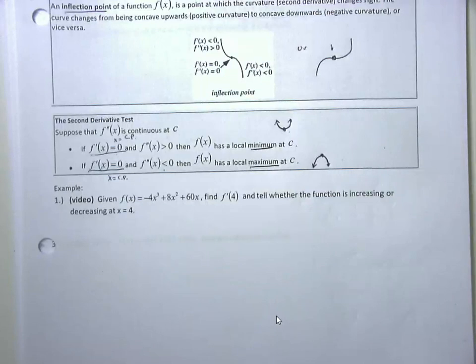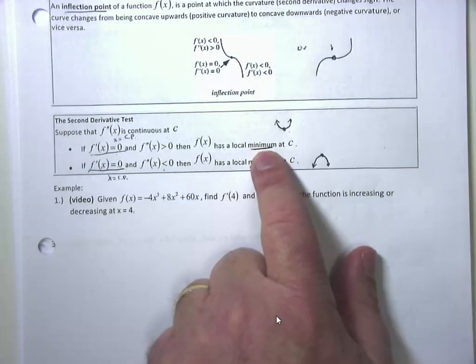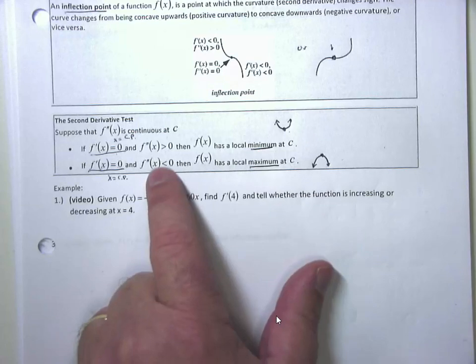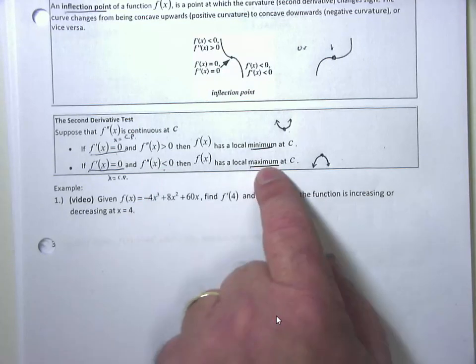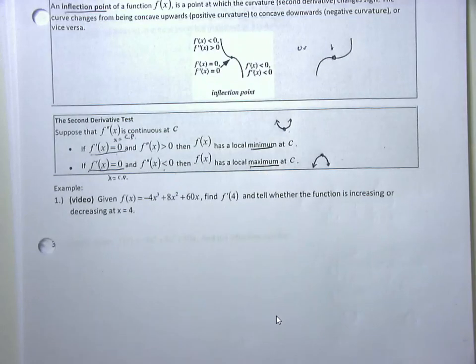This is called the second derivative test. First, you take the first derivative, set it equal to 0, and solve. And then once you get your critical point, you can just plug it into the second derivative and look at the sign of the second derivative. If the sign is positive, that means the critical point is going to be a minimum. If the sign of the second derivative is negative, the critical point is going to be a maximum. That's called the second derivative test.